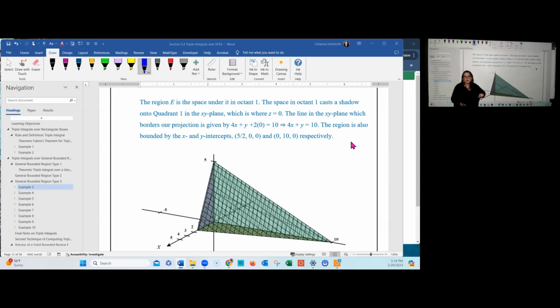Now, if you solve that equation for y, then you get that y is equal to negative 4x plus 10. And that will give you a y-intercept of (0, 10) and an x-intercept of (5/2, 0). So we know that it is touching the x-axis here at 5/2, and we know that it is touching the y-axis out here at 10. All right? So now we know sort of what it might look like in the plane. Let's take a look at an image of that.